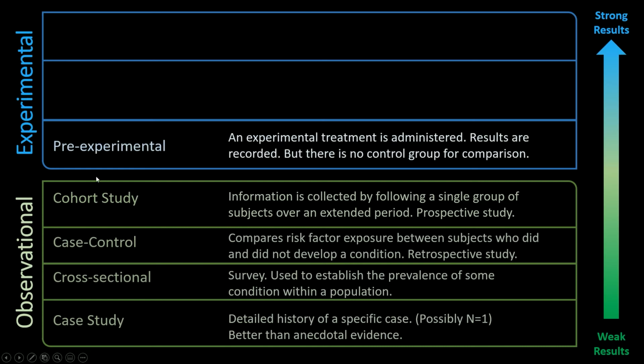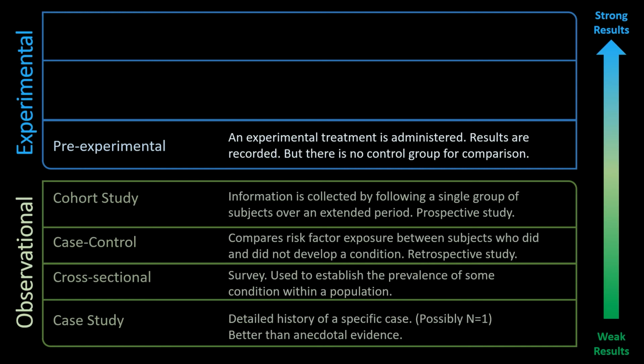Now we're going to get into some experimental type studies. A pre-experimental type of study. This is where an experimental treatment is administered and results are recorded, but there was no control group for comparison. Usually you don't read about too many of these.